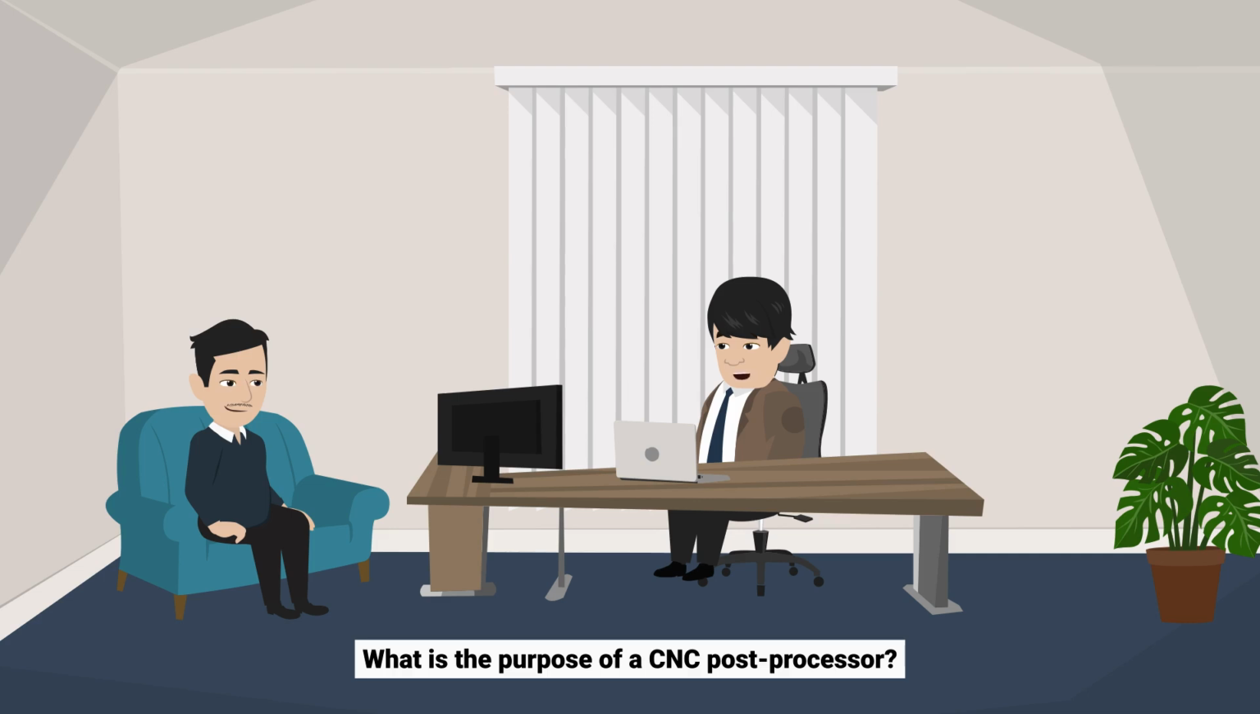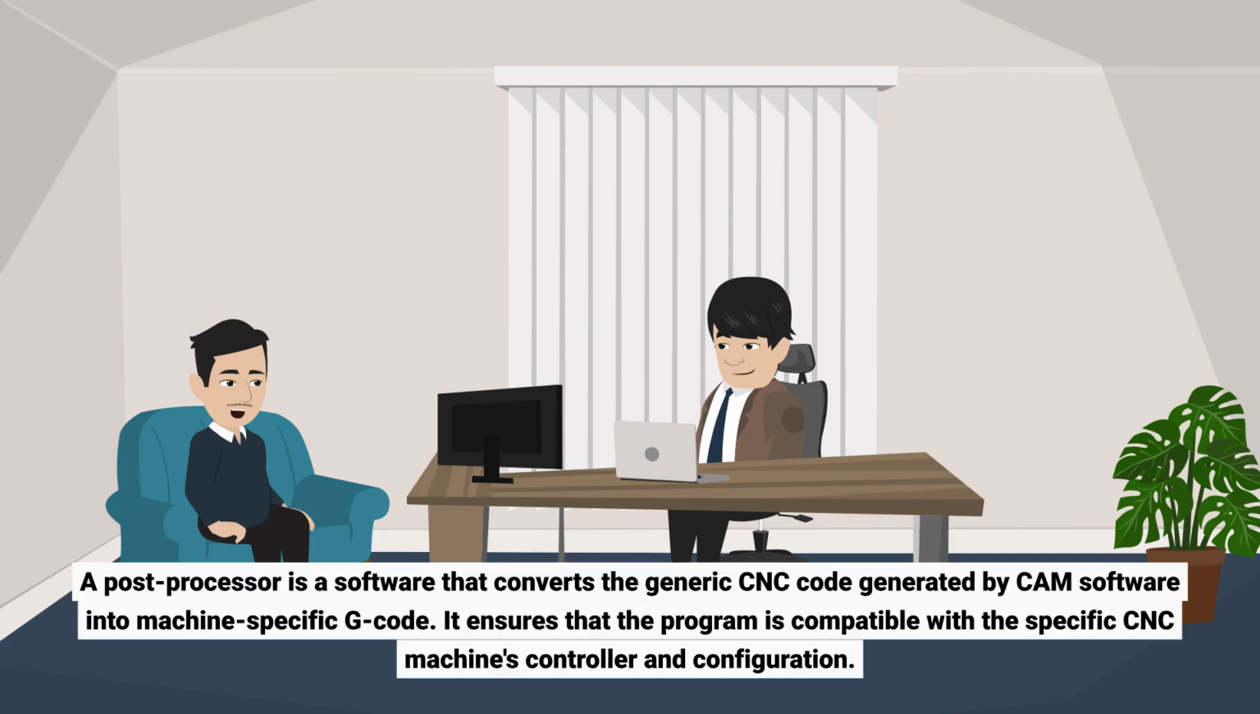What is the purpose of a CNC post-processor? A post-processor is software that converts the generic CNC code generated by CAM software into machine-specific G-code. It ensures that the program is compatible with the specific CNC machine's controller and configuration.